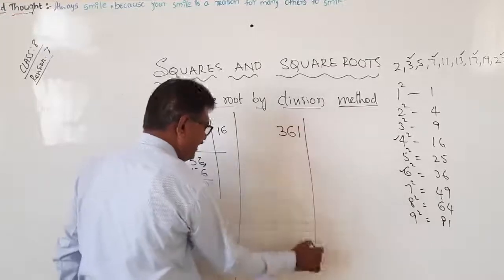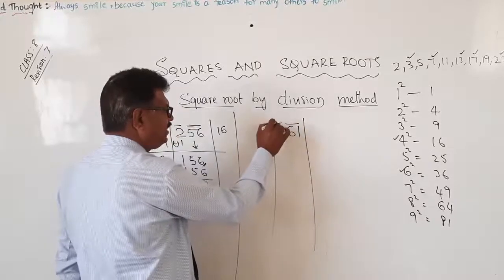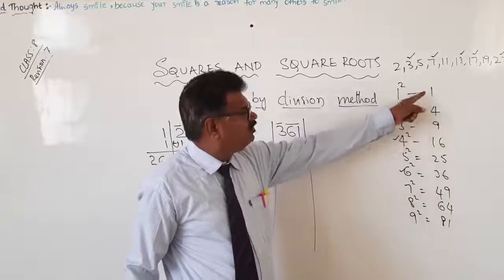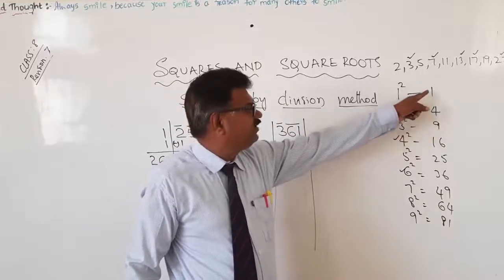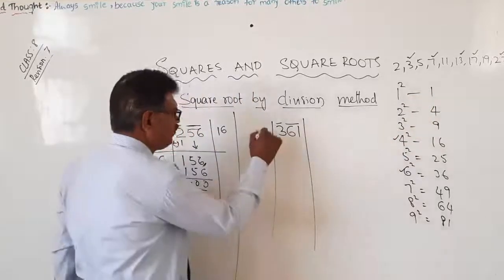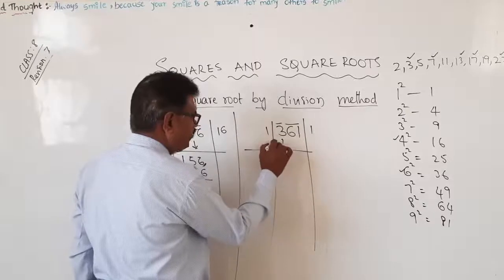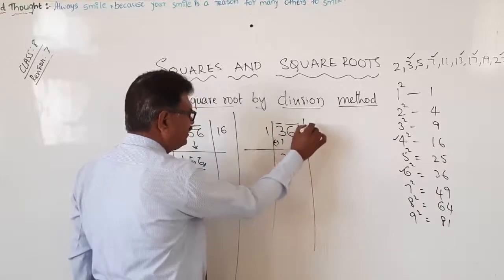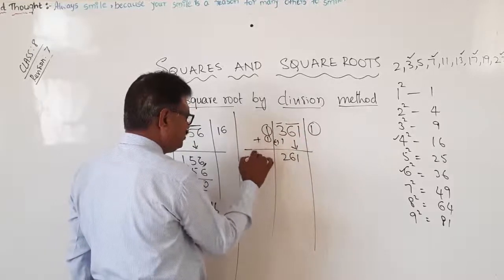361. Again, 2 numbers and 3. Now see, 3 lies between 1 and 4. We should take the smaller number. We are not supposed to take the higher number. Therefore, which is number 1? Therefore, 1 into 1, 1. 3 minus 1, 2. Next number 61. This 1 we have to bring here. 1 plus 1, addition 2.